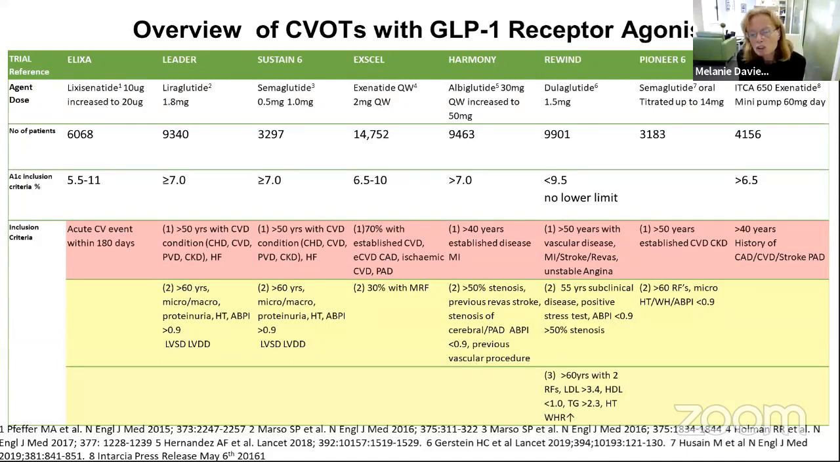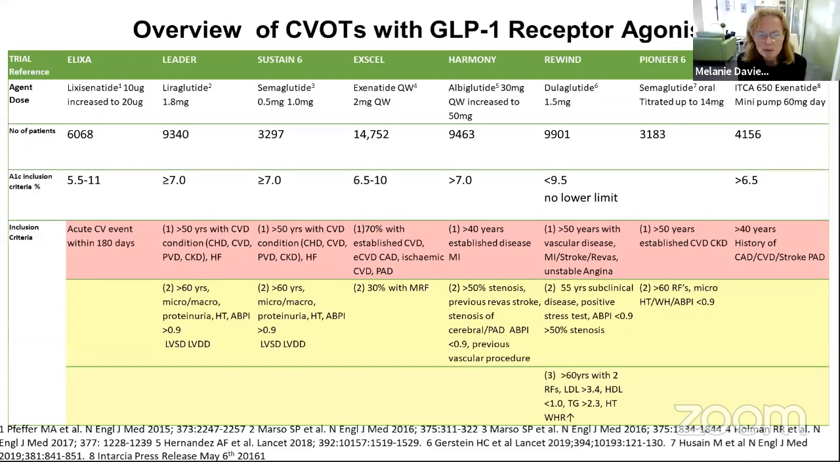And when we come to look at the results, I suppose there's always 3 reasons why you might see differences. One is because of a difference in the agents themselves. The second is in the difference in the way that the study was conducted. And the third is potentially the difference of cohorts that have been included into trials. And you can see that EXSCEL was by far the largest study with nearly 15,000 patients. And PIONEER 6 was one of the smallest studies with just over 3,000 patients.